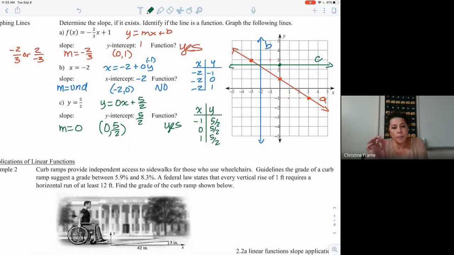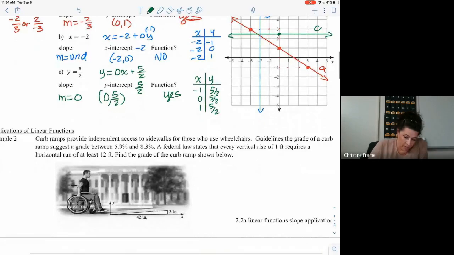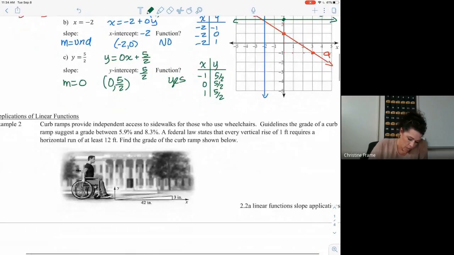So to sum that up, in order to graph a line, you need a point and then the slope. That's what you need. You start with a point and then you graph the slope. Or you make a table of values and you start picking values and plugging them in. Okay.